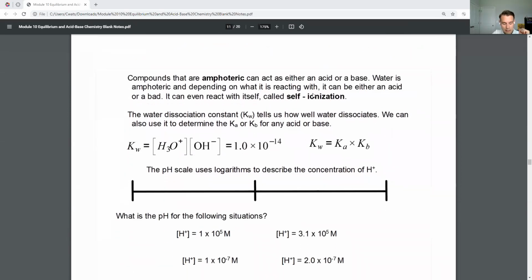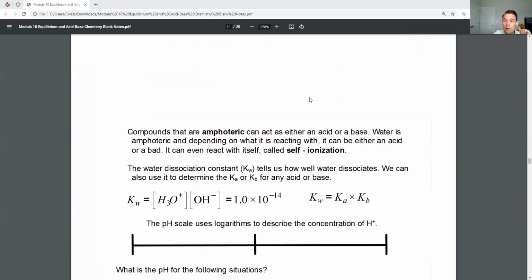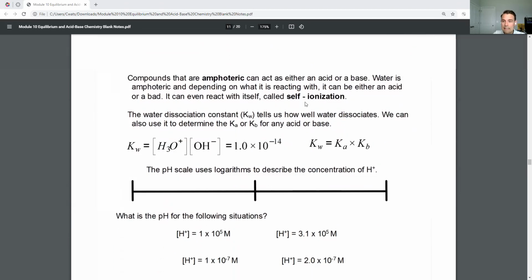Now, from those examples above, you saw that in one of them, water was an acid, and in the other one, water was a base. Well, water is what we call amphoteric, which means it can act as either an acid or a base. Water also self-ionizes, and because it can be an acid or a base, it will react with itself and turn into its ions on its own.